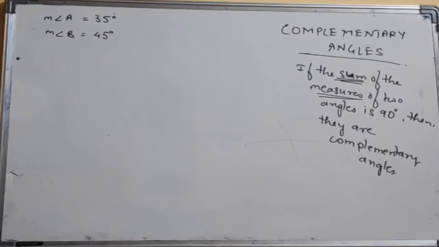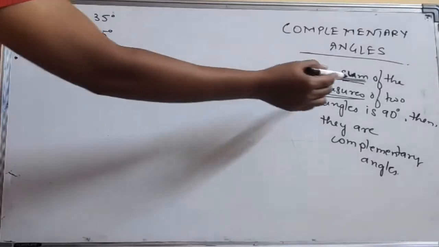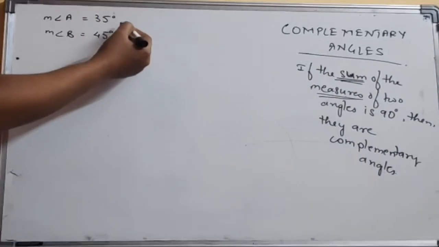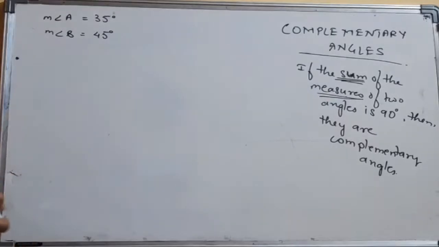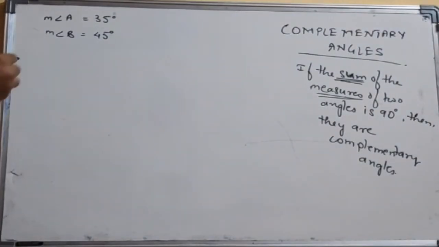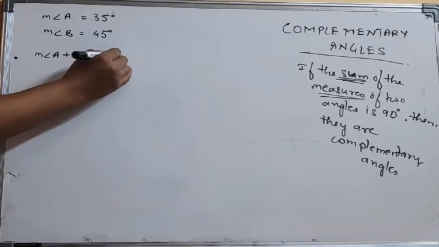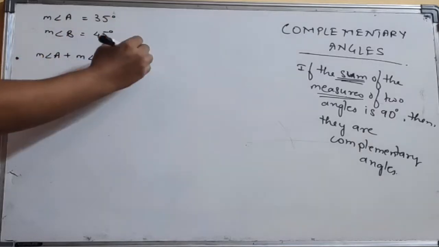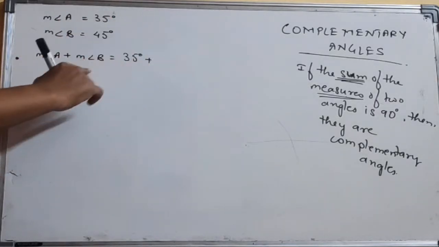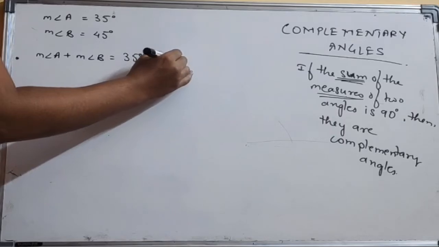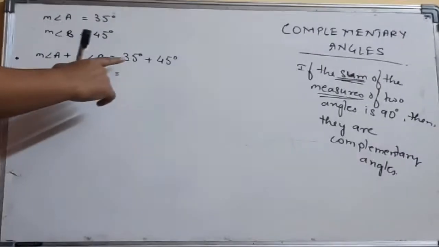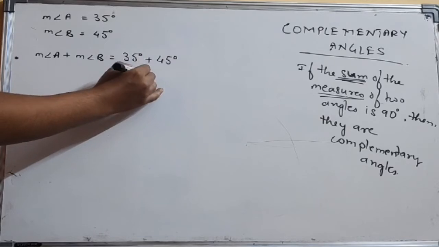Now, if I want to check whether these two angles, angle A and angle B, are complementary or not, what we have to do is check the sum of the measures, that is the addition of the measures. So we are going to add measure of angle A plus measure of angle B. What is measure of angle A? 35 degrees. What is measure of angle B? 45 degrees. So what is the total? 35 plus 45 is 80 degrees.